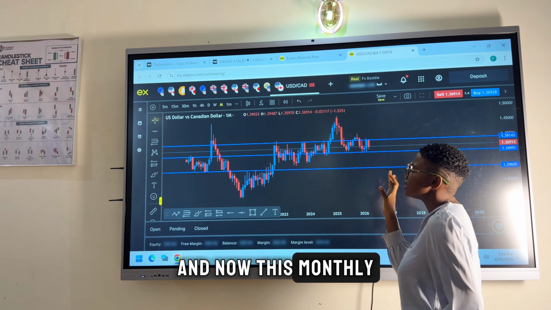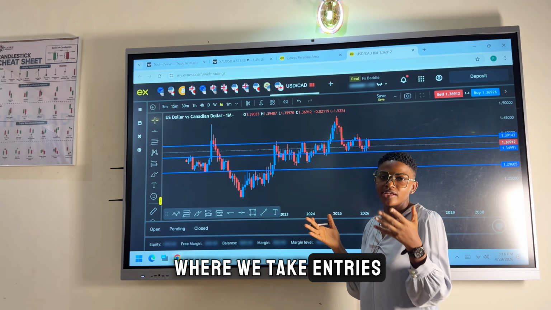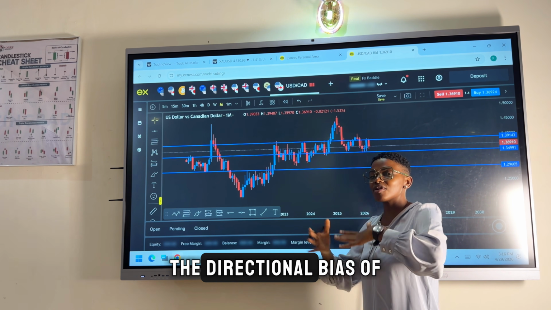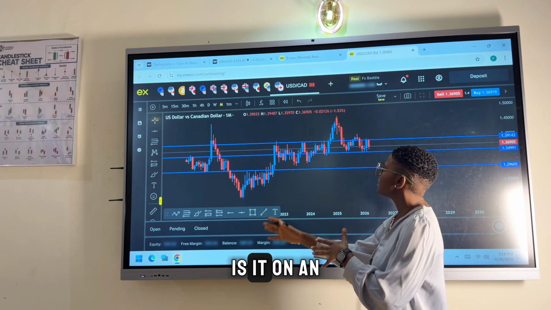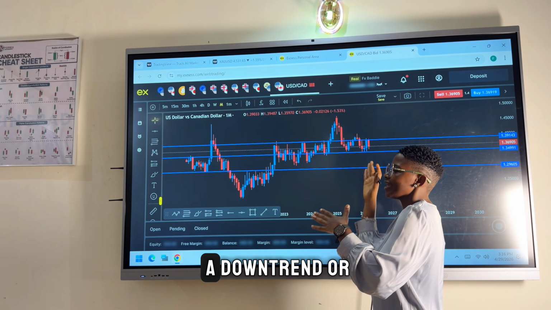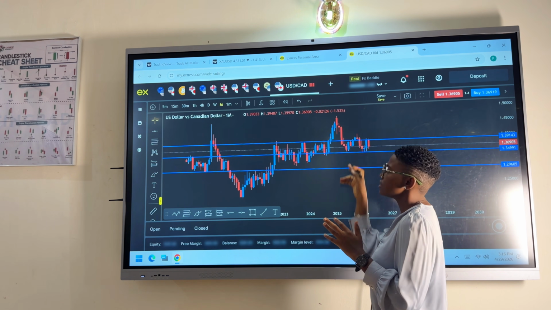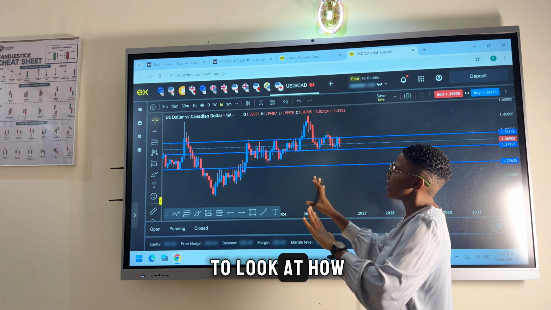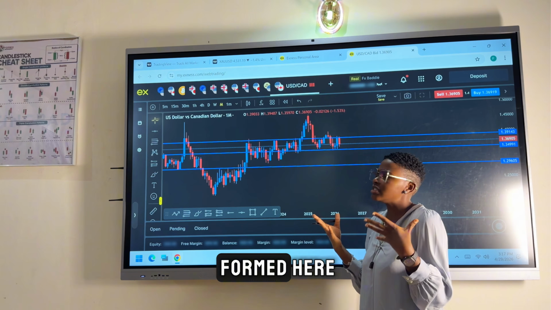And now this monthly time frame is not where we take entries. The monthly time frame is basically for us to know the directional bias of the market. Is it on an uptrend? Is it on a downtrend? Or is it ranging? That's all we need to know. And now we need to look at how candles have been formed here.